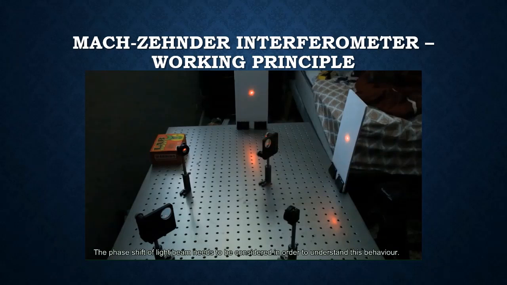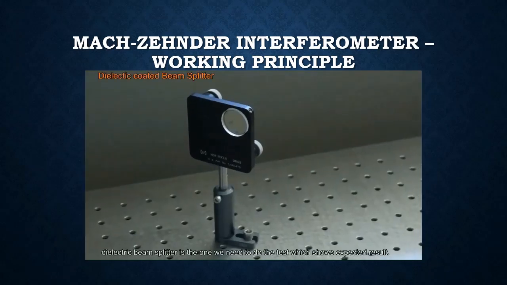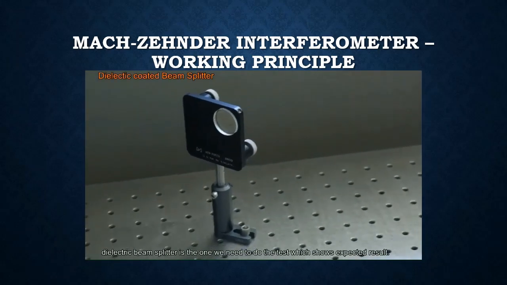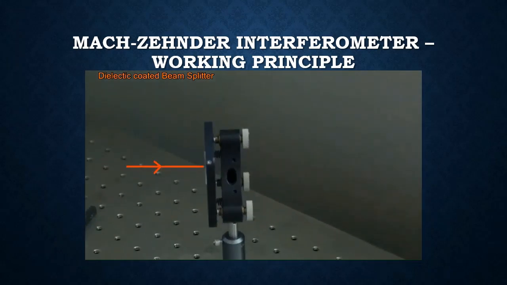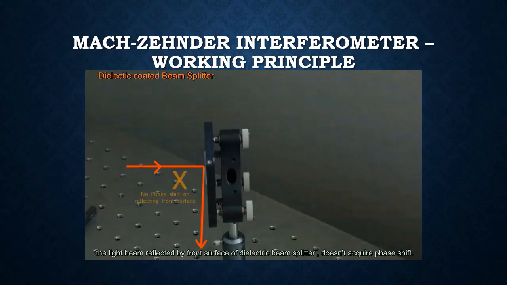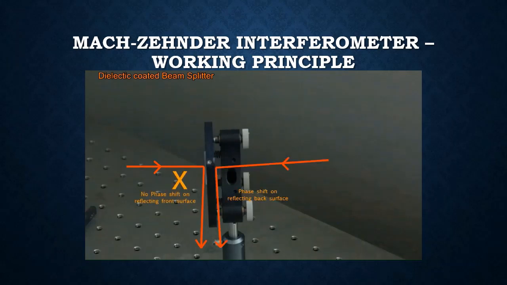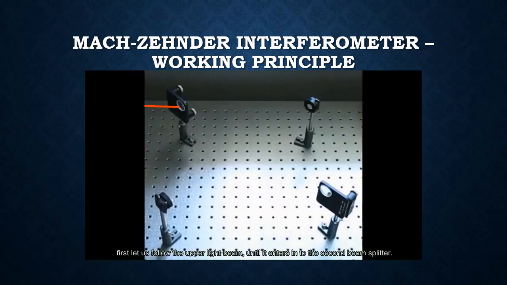The reason for this behavior is the phase shift of the light beam, so we are considering phase shift here. If you consider this dielectric coated beam splitter, the light beam reflected by the front surface of the dielectric beam splitter doesn't acquire a phase shift, but the light beam reflected by the back surface does acquire a phase shift.